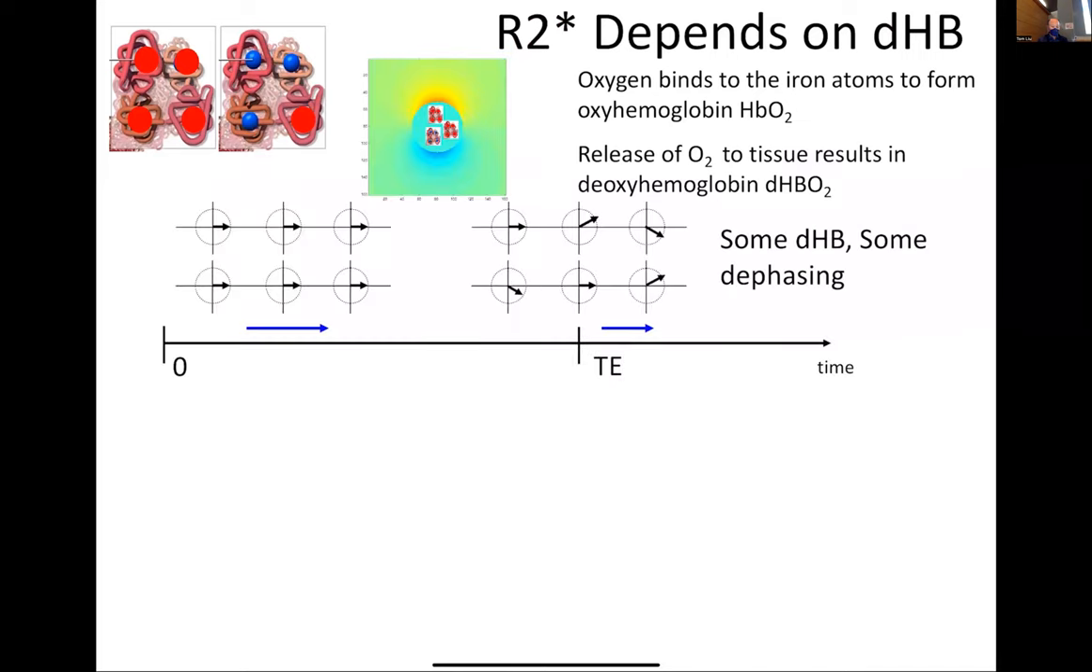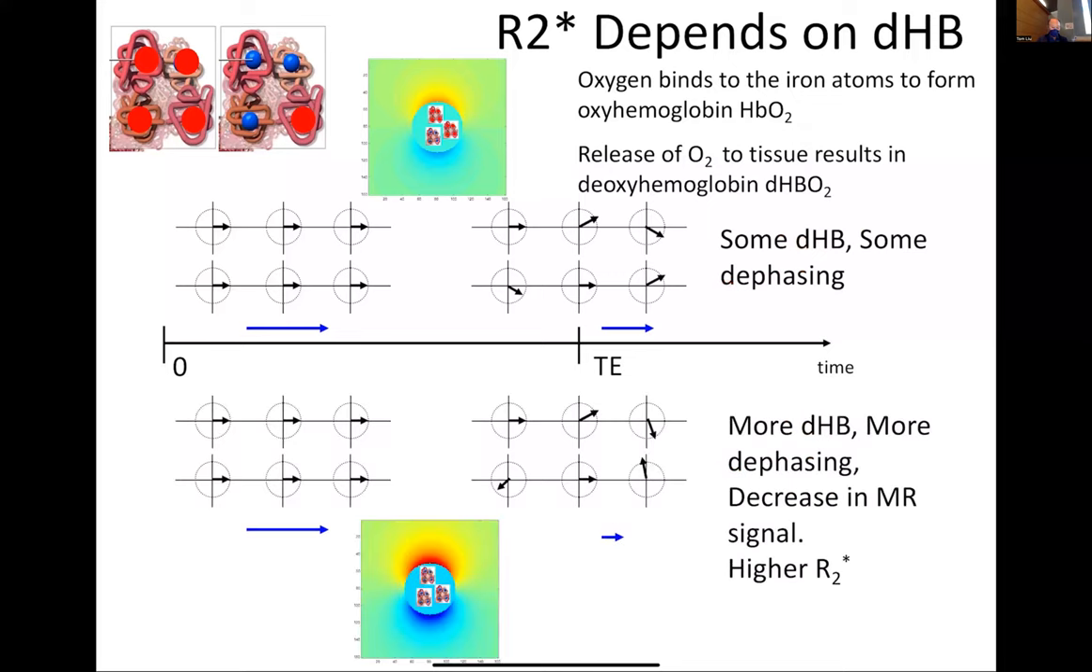So if there's not many iron atoms, then there's going to be some amount of dephasing. So some deoxyhemoglobin, some dephasing. And the more deoxyhemoglobin there is, the more dephasing. And so that's a higher R2 star. Remember, R2 star is the rate of decay. So the more things dephase, the higher R2 star will be. Okay, so that's the fundamental picture of what's going on with fMRI.